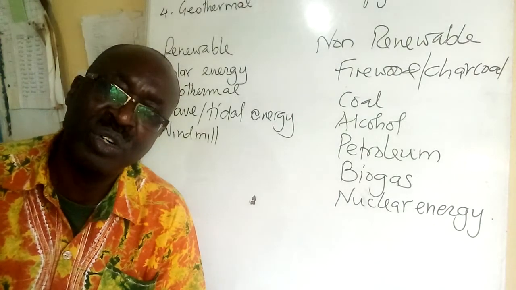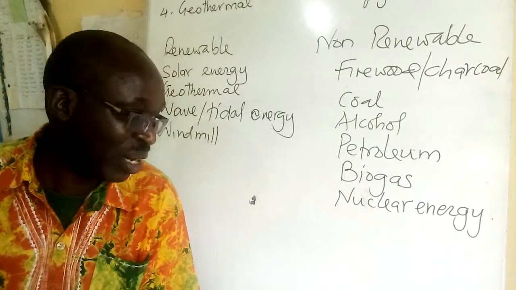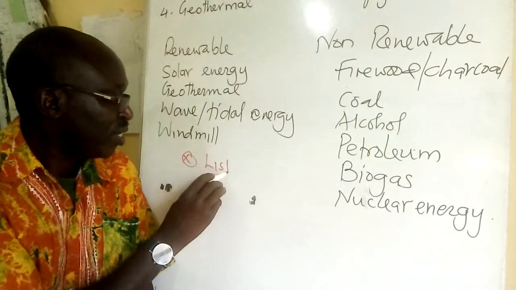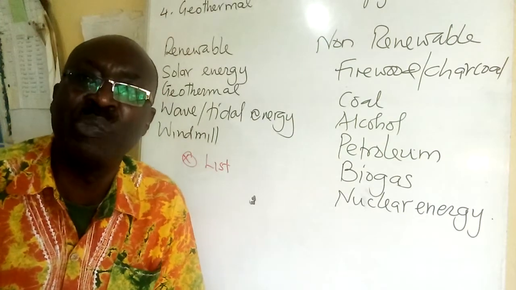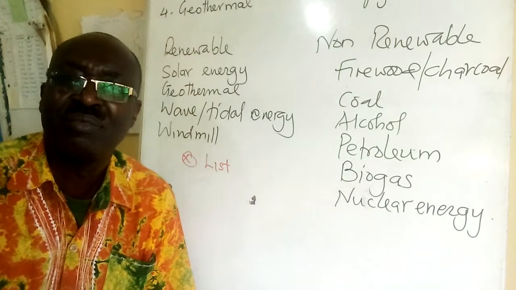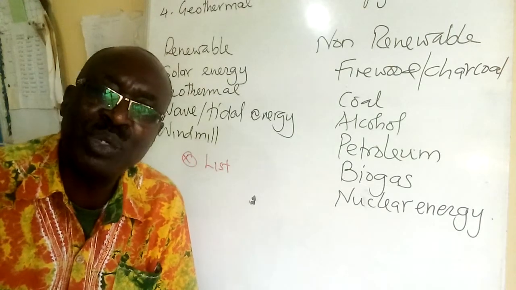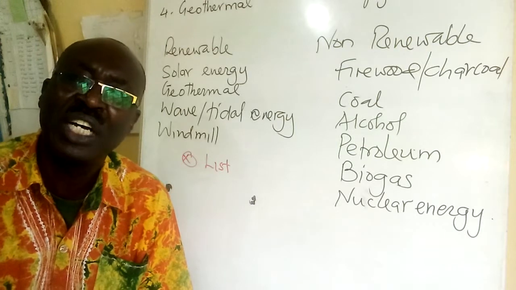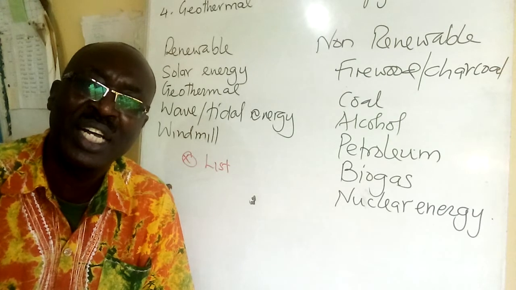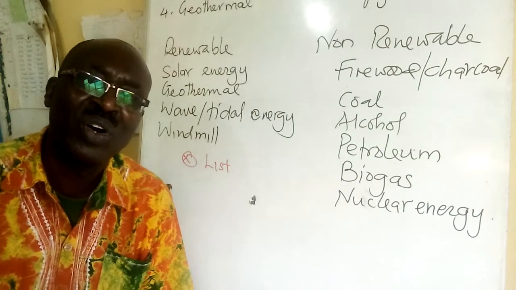So, a question that you can be asked: list. So these are some of the questions. You can have a question on list two examples of renewable sources of energy. You can be asked, list two examples of sources of non-renewable energy. Okay? So, renewable and non-renewable are specific.